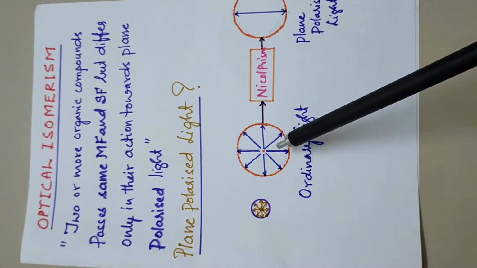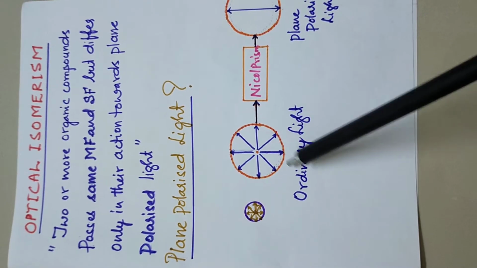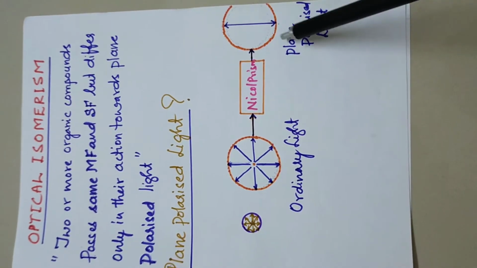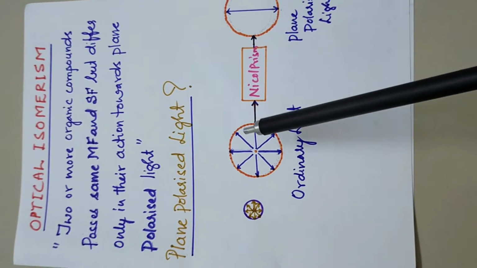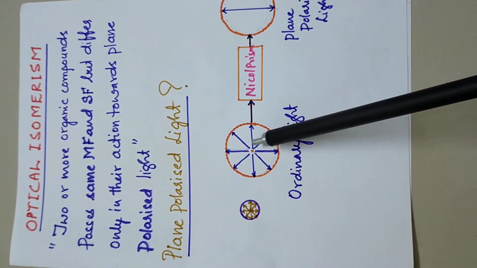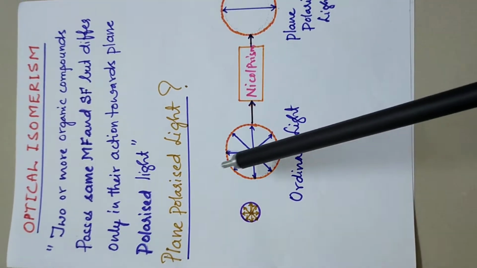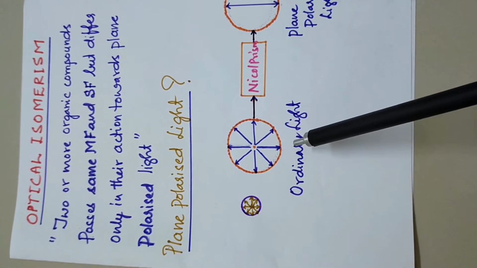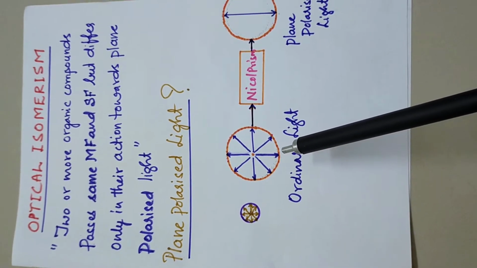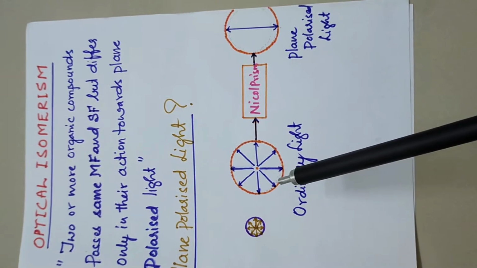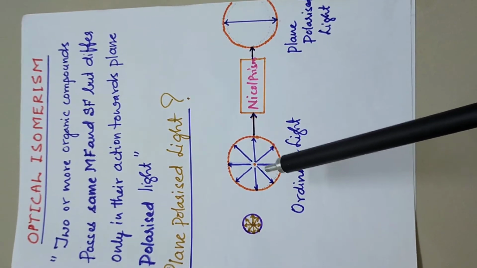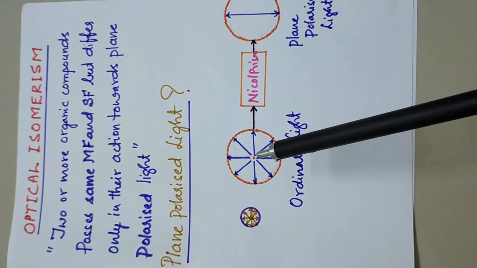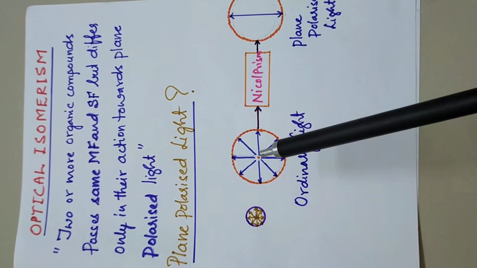Ordinary light gets converted into plane polarized light. What is the property of ordinary light? It can scatter in different directions. That is ordinary light. Then monochromatic light, or white light. Ordinary light is made up of white color and it is formed as different colors.